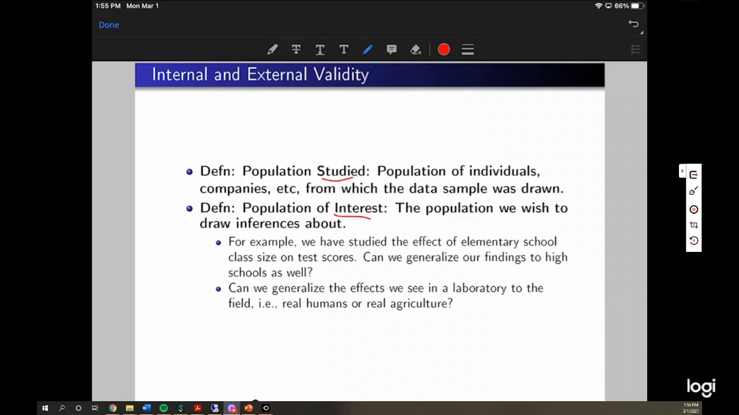For example, we have studied the effect of elementary school class size on test scores. Can we generalize our findings to high schools as well? That would be external validity. The population of interest there would be high schools, and the population studied would be elementary schools. Can we generalize the effects we see in the laboratory to the field, i.e. real humans or real agriculture? The population studied would be the laboratory participants, and the population of interest would be real humans.